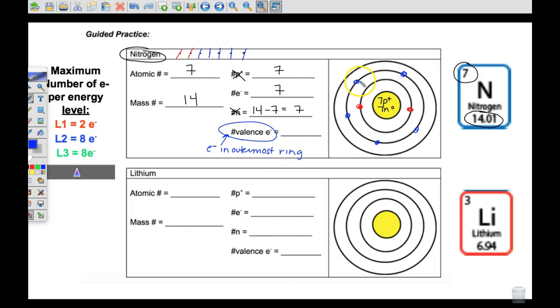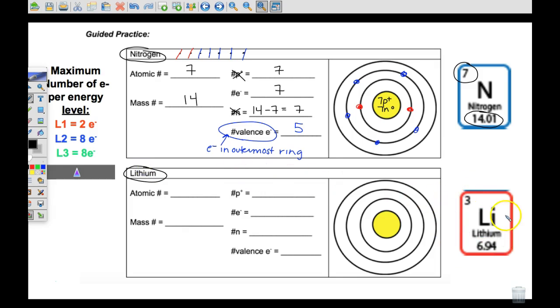So the last ring that I used has these blue dots, these blue electrons, and I have 1, 2, 3, 4, 5. So nitrogen has 5 valence electrons. Let's do another example together. And our second example is with lithium.